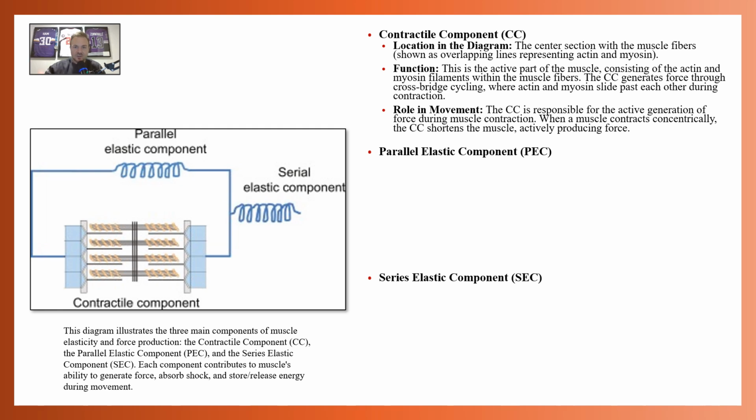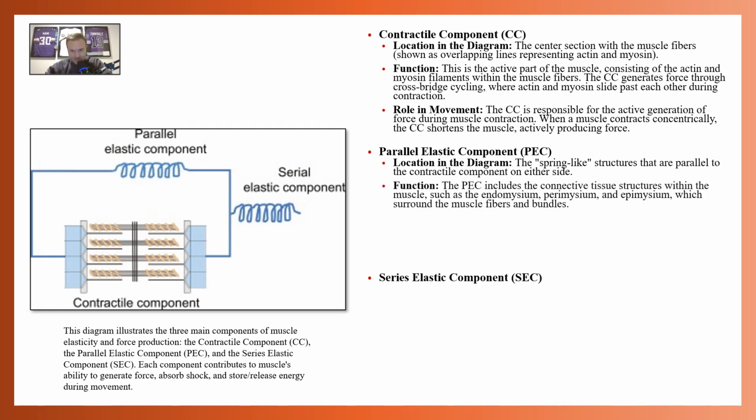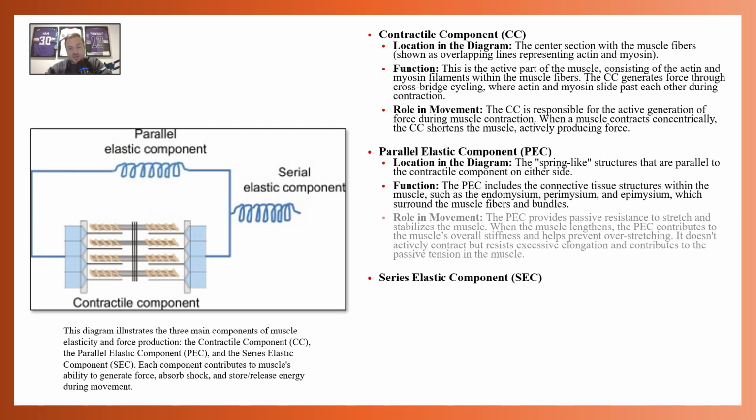When a muscle contracts concentrically, the contractile component is shortened, and we know this back from kinesiology. So what about the parallel elastic component? Well, when we look in the diagram, it's going to be at the top, and it's going to look like that spring-like structure that is parallel to the contractile component on either side. The function of the parallel elastic component includes the connective tissue structures within the muscle, such as the endomysium, the perimysium, and the epimysium, which surround the muscle fibers and the bundles. So those have more elastic properties that run in parallel to the contractile components.